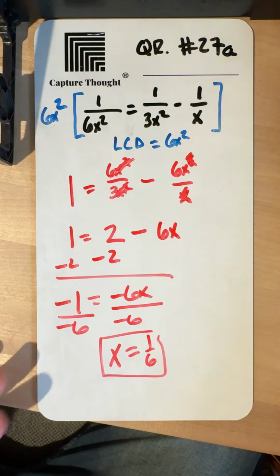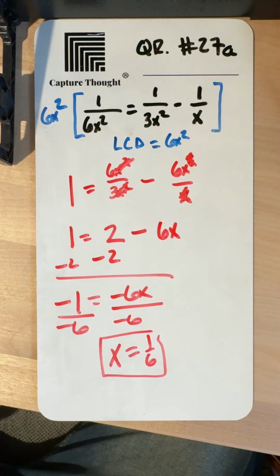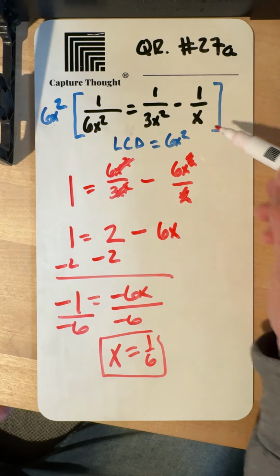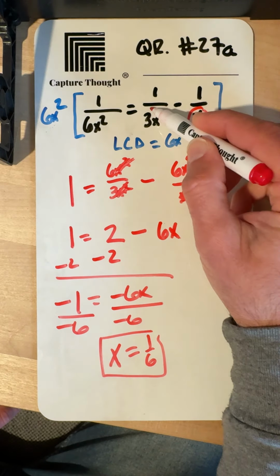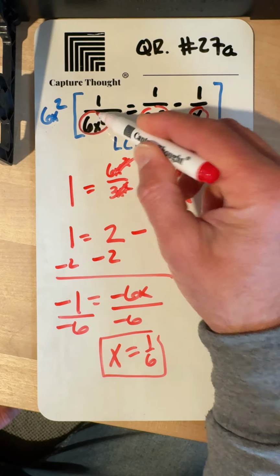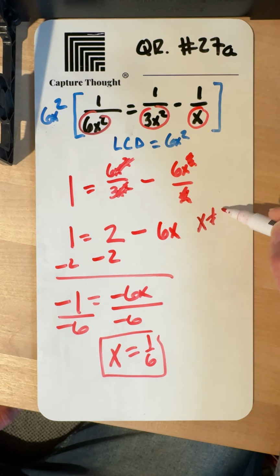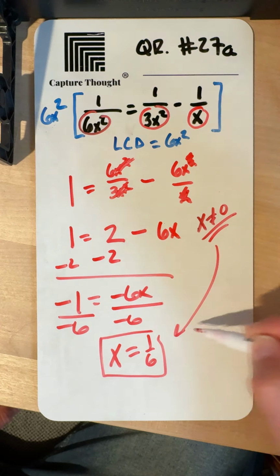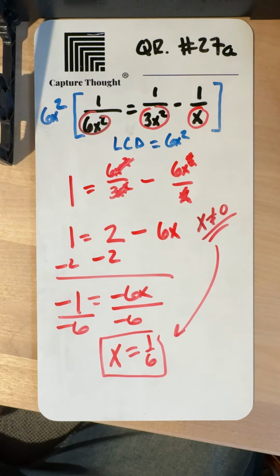Now, because it's a rational equation, I want to go back and make sure that I'm not finding an answer that is an extraneous solution. So because each of these denominators, the only thing that each denominator is not allowed to be is a 0. So in this case, that guy is okay, and I have no extraneous solutions.